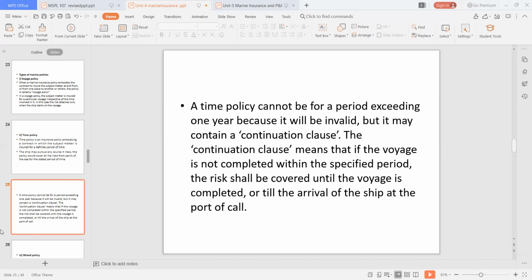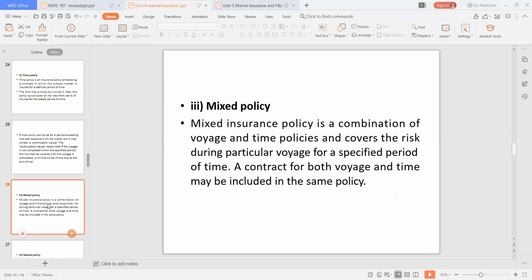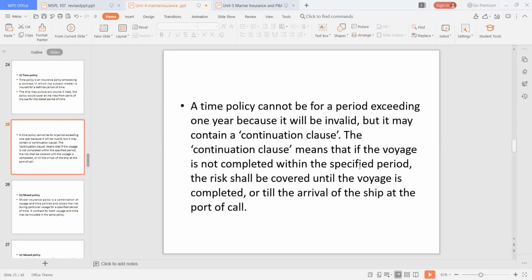So kindly note down why it's called a CC actually. What do you mean by CC here? Continuation clause in the time policy. So kindly note on this continuation clause. Definitely multiple choice questions will be asked on the time policy.